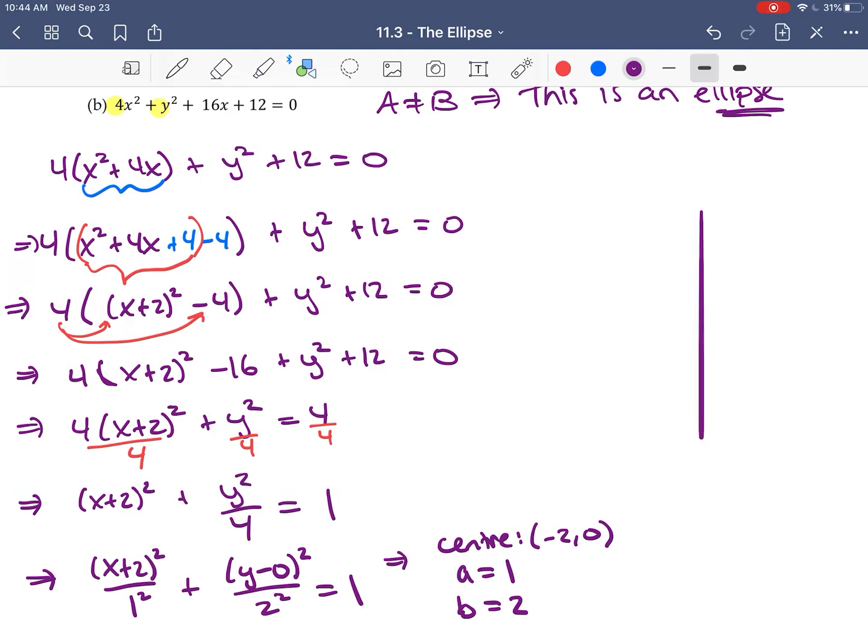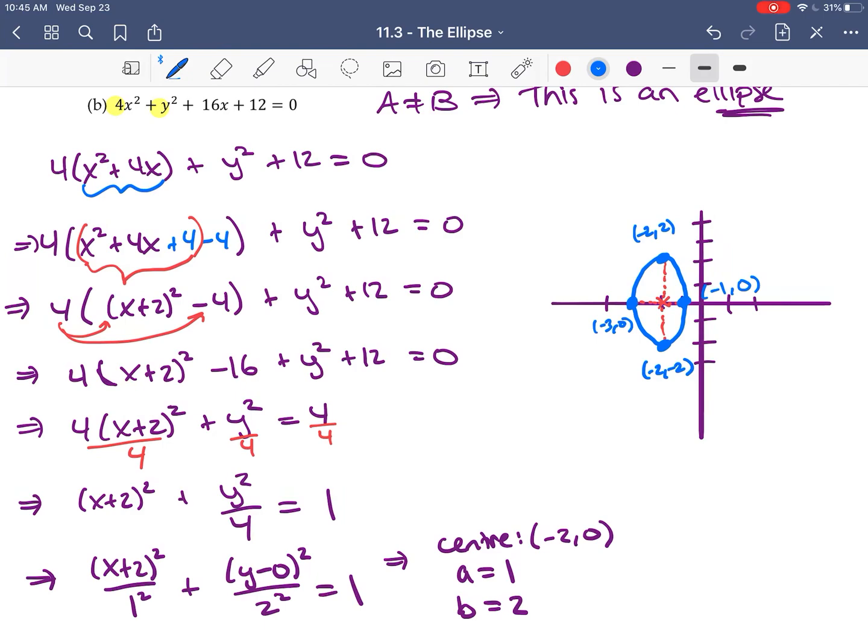So let's just graph it over here. The center is at negative 2, 0. So that's our center. In the x, we're going to go 1 in each direction. And in the y, we're going to go 2 in each direction. So I get a point at negative 3, 0, and a point at negative 1, 0. And then I have a point at negative 2, 2, and a point at negative 2, negative 2. And then I get my ellipse here. So that's what the graph of that one would look like.